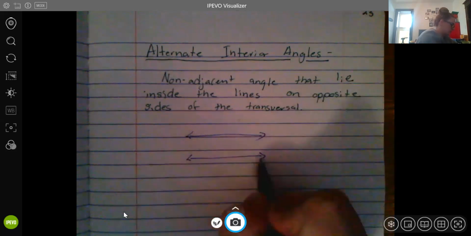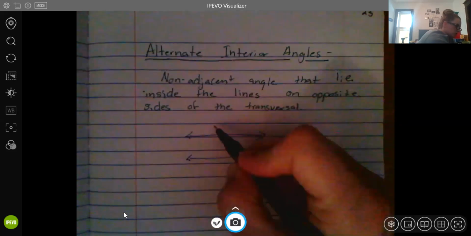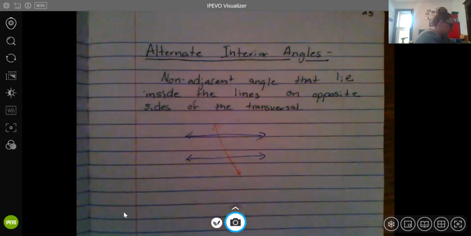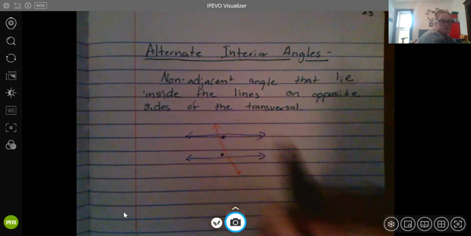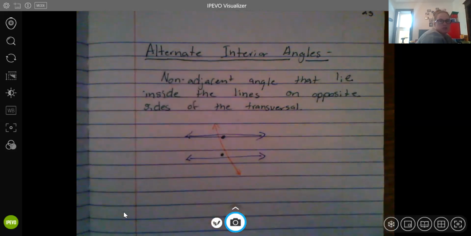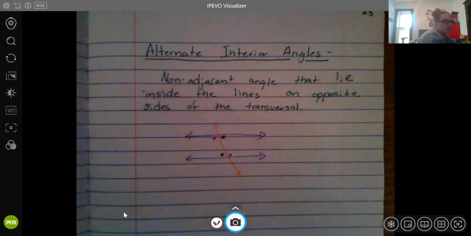Here, I'm going to put in my transversal in orange. And again, your transversal just cuts through. And so my examples occurred. This time, one is on this side and one is on this side. So there's an example of alternate interior angles. If I look here and here, here's another example of alternate interior angles. So how many sets of alternate interior angles do we have? We have 2 sets of alternate interior angles.